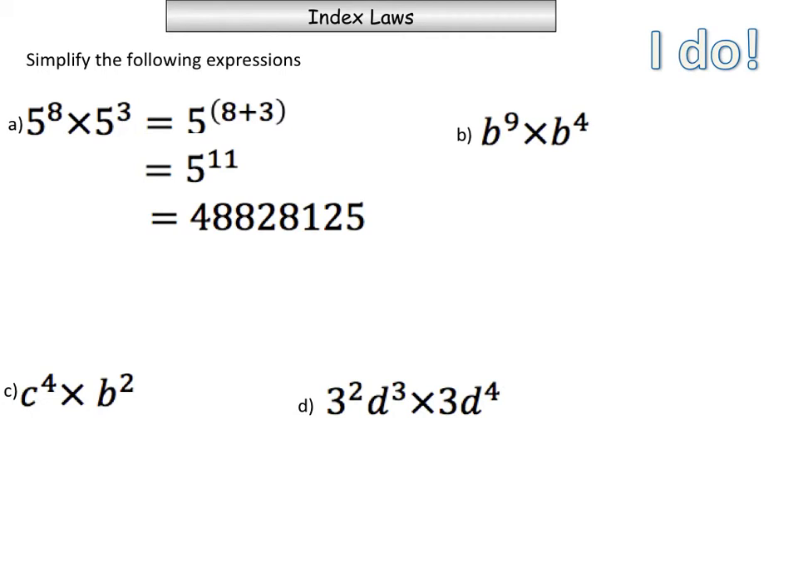Part B, again the same thing, remembering that we're multiplying two indices with the same base, so we can simply add the powers, and that gives us a result of b to the power of 13.